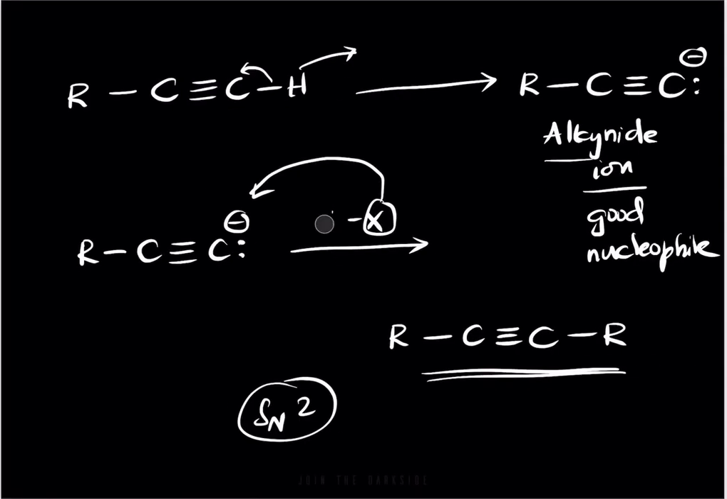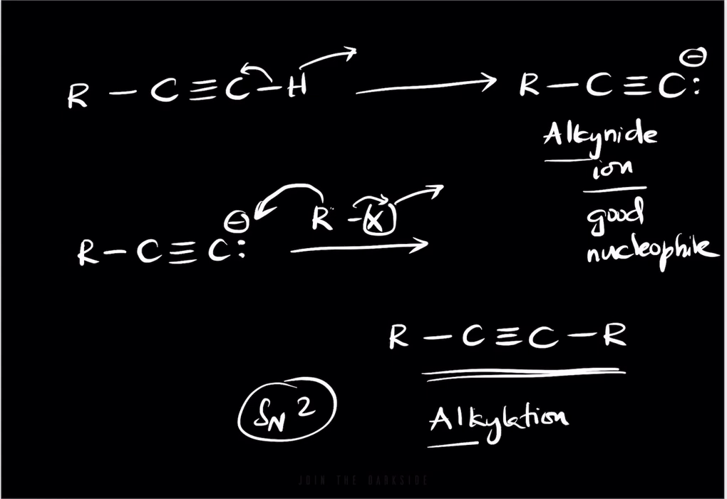Remember that R here is the one that attaches itself to the carbon, not X. X leaves, taking its electrons with it. R bonds with the carbon, and this process is called alkylation. This only happens in terminal alkynes.